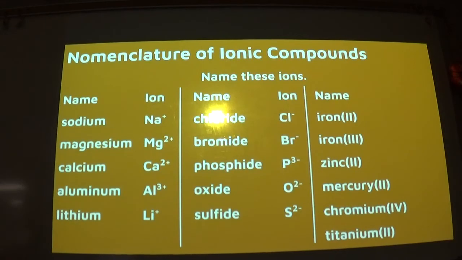Okay. So now I got some transition metals. Notice the charge is given in the name. Okay. So the charge is pretty easy because it's in the name. So iron 2 is a +2. Iron 3 is a +3. Zinc 2 is a +2. Mercury 2. What number is that for chromium? 4. Chromium 4 is a +4. Titanium 2 is a +2. Right? And it's always positive. Okay, for this system.